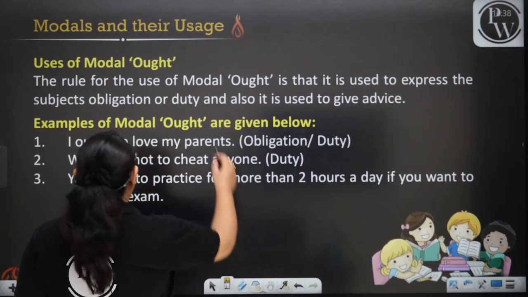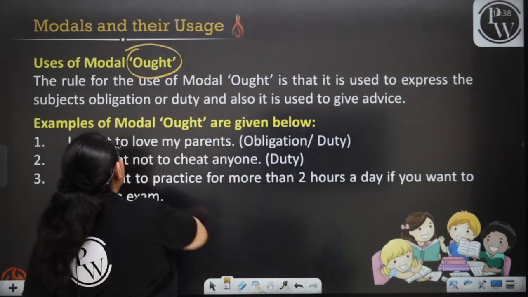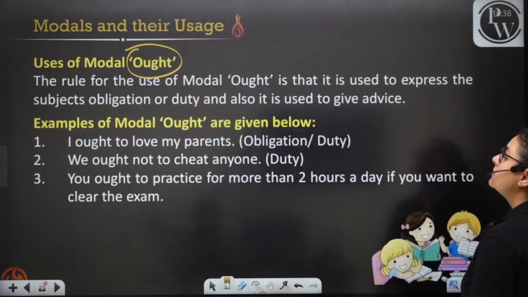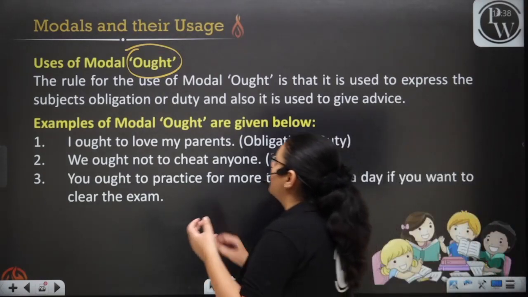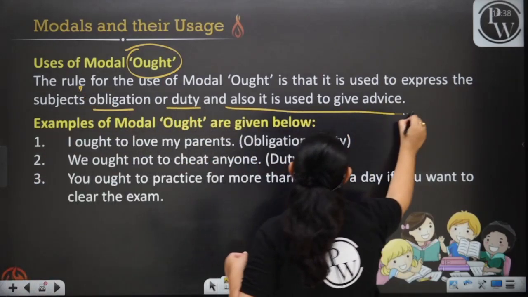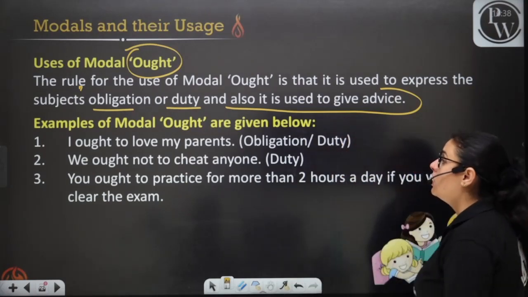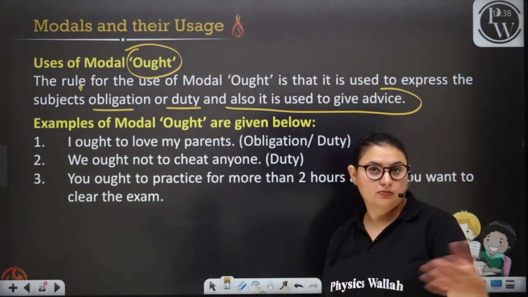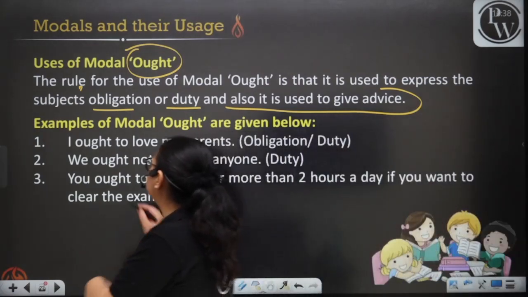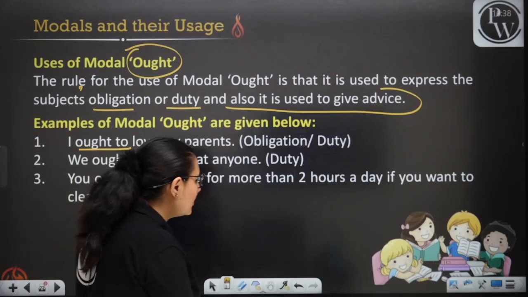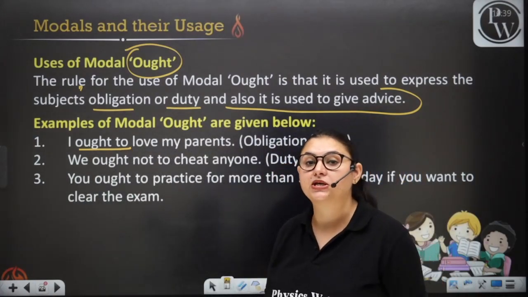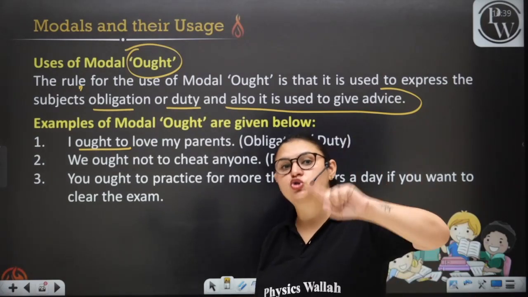Uses of modal ought. Where do you use ought? The rule for the use of modal ought is that it is used to express the subject's obligation. When you are talking about obligation or duty, and also it is used to give advice. Now, ought can be used, must can be used, and have to can also be used here. I ought to love my parents. I have to love my parents. I must love my parents. This is obligation, this is duty. In the case of obligation and duty, ought to can also come.